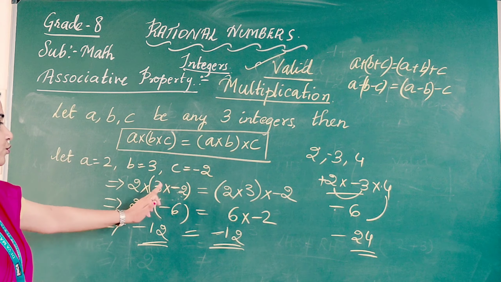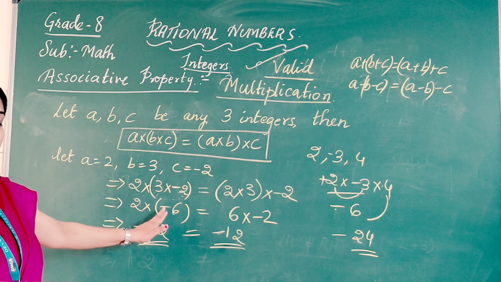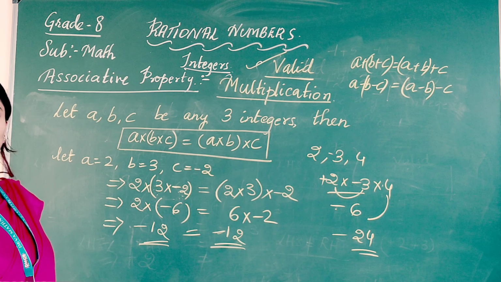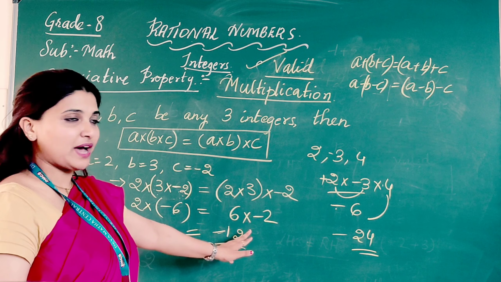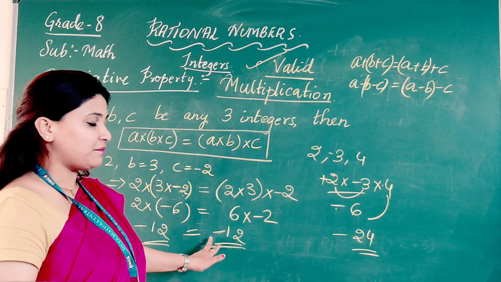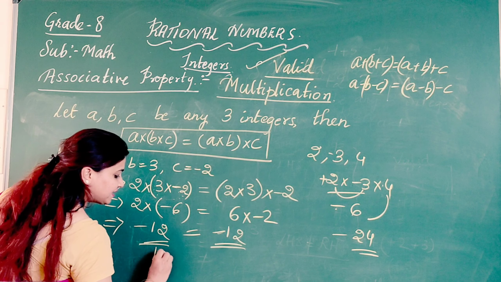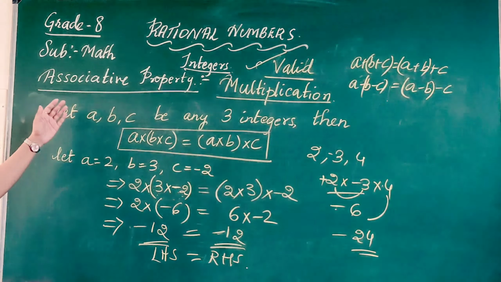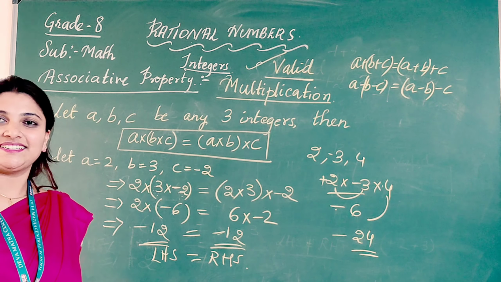Then first I have to solve my brackets. So 3 2s are 6. Plus into minus, minus 6. So 2 into 6 is 12. Plus into minus is minus 12. Clear? Is equal to 3 2s are 6 into minus 2 as it is. Again 6 2s are 12 minus. So my left hand side is same as my right hand side. So therefore, associative property for multiplication of integers is valid.